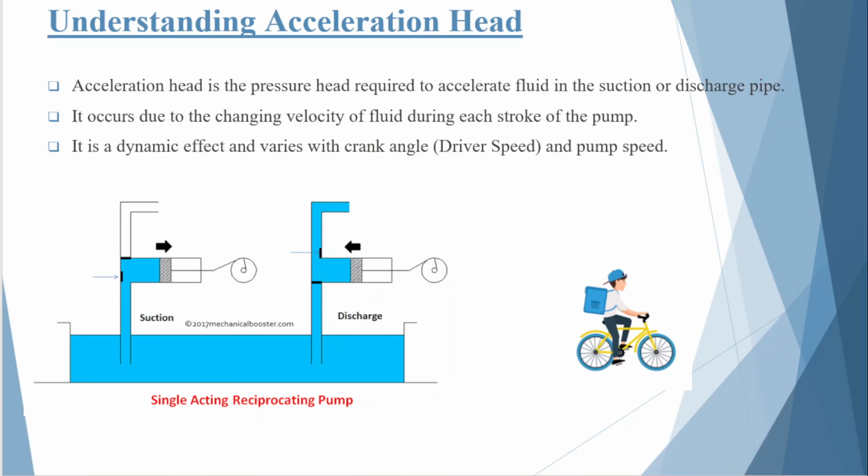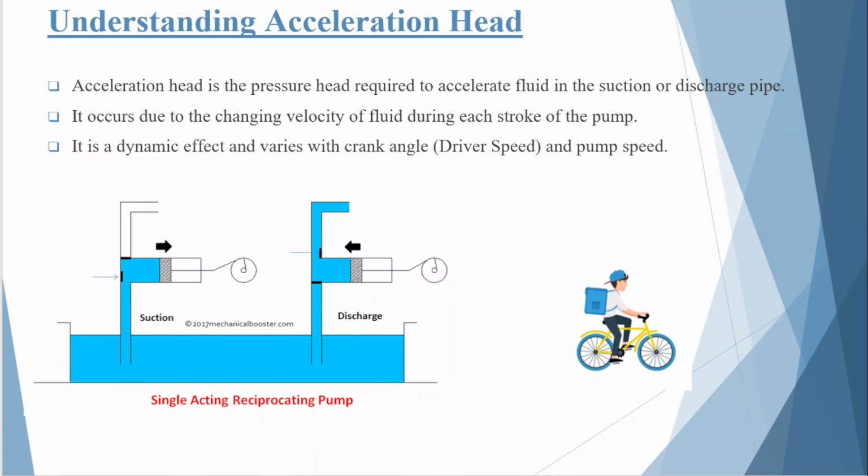When the piston suddenly starts moving, the water inside the pipe cannot instantly reach the required velocity. Why? Because water has mass, and any object having mass possesses inertia. According to Newton's second law, force equals mass multiplied by acceleration. Therefore, whenever we want to accelerate a mass of liquid, an additional force, or in hydraulic terms, an additional pressure, is required. That additional pressure is known as the acceleration head.